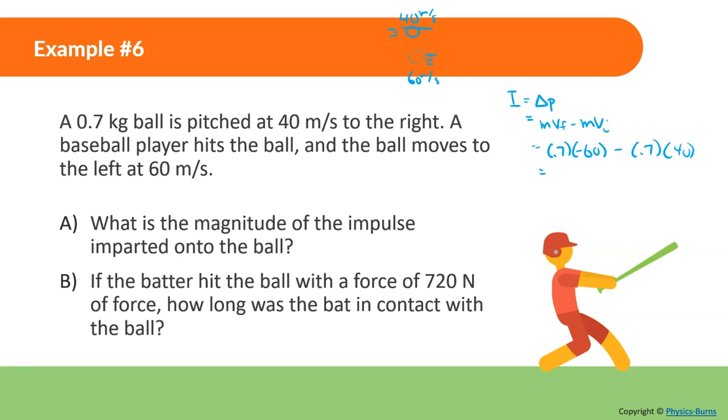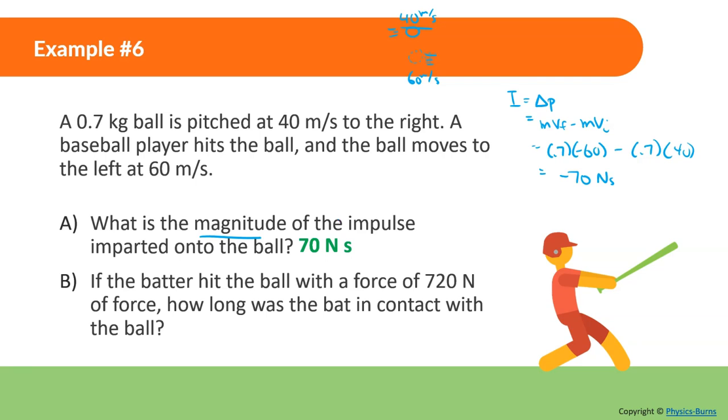So I'm going to put it into my calculator. 0.7 times negative 60 minus 0.7 times 40. And I get negative 70 newton seconds. However, it does ask for the magnitude, so it just wants the positive answer, 70 newton seconds.